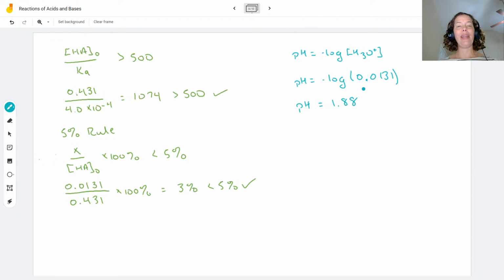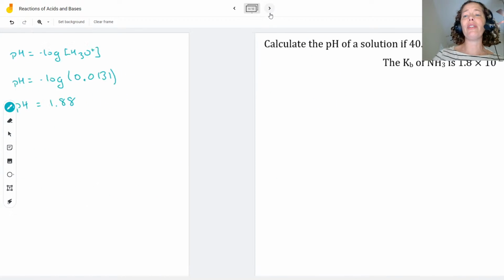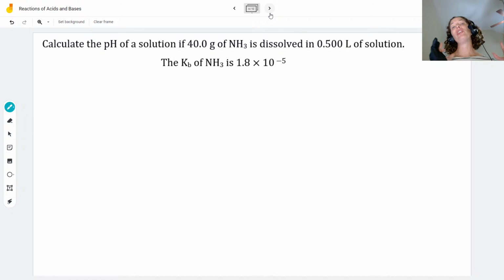And that is the pH of this particular concentration of acid. Let's make sure there are no questions. Okay. All right, so let's go on to our next problem. We just did a weak acid. I want to do a weak base.